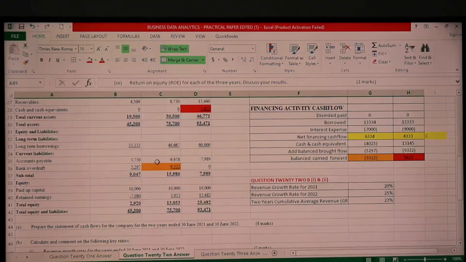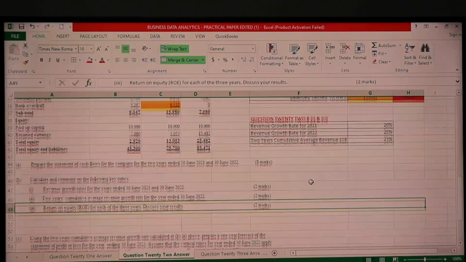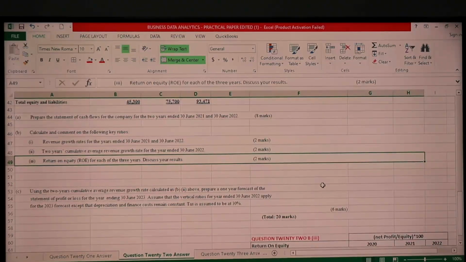That's why you missed that. So you just take the right formula. That is the net profit. Then you take net profit over equity multiplied by 100, and it will give you the right answer. So finally, you are supposed to do the last question.